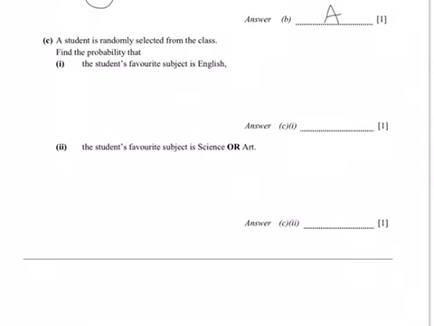So how many students' favorite subject is English? So English, there are 2 students. Total number of students in the class is 30. So simplify, 1 over 15. Students who like either science or art. Science, we know that there's 6. So it's either this or this. So science or art, you have a total of 19 students who like science or art. So it's 19 over 30.